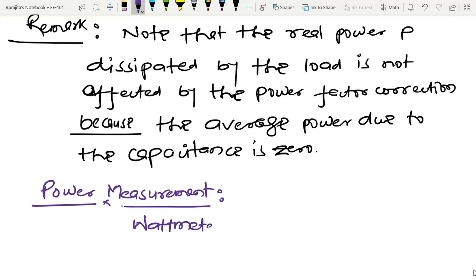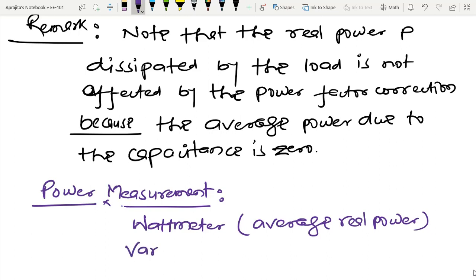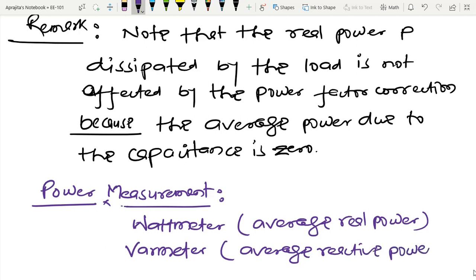So power measurement: we are using a wattmeter, and this wattmeter measures the average real power, and after that we have the varmeter, which is able to measure the average reactive power Q. And using a tutorial I will also convey how we pay the bills for our domestic use.